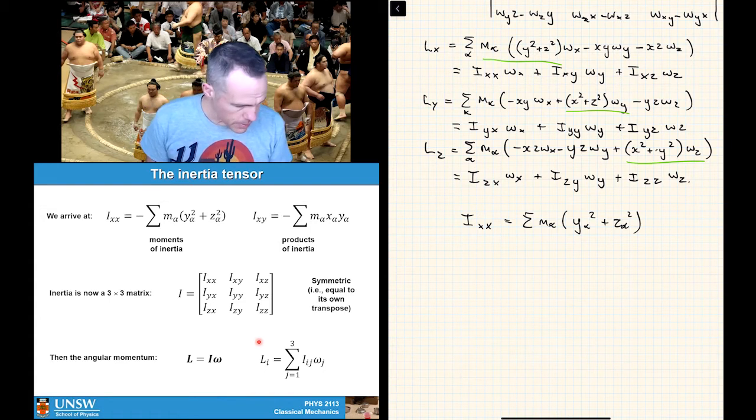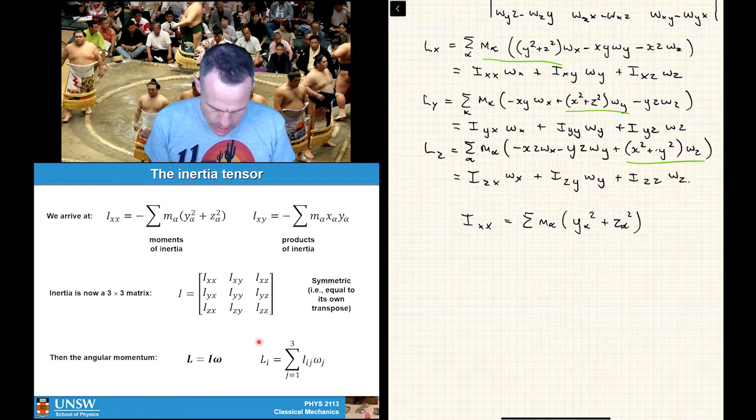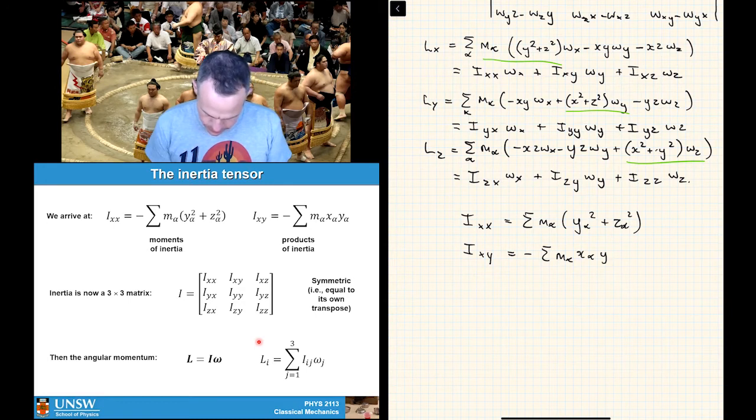And there's also in here components that look sort of cross-term like, and they're sort of minus sum over alpha m alpha x alpha y alpha, like so.